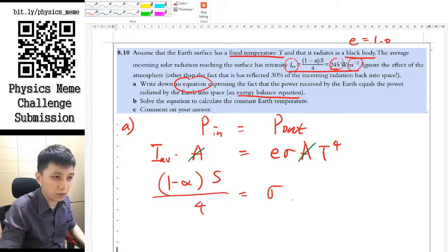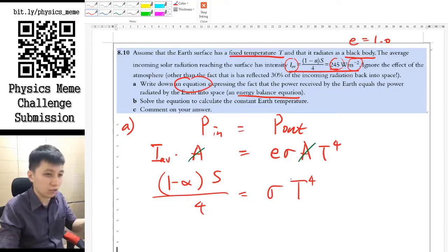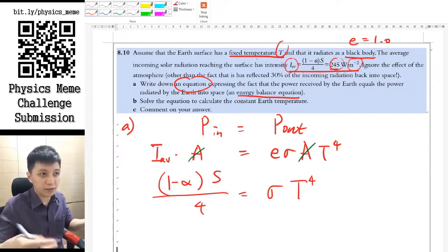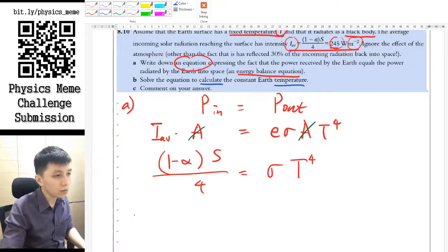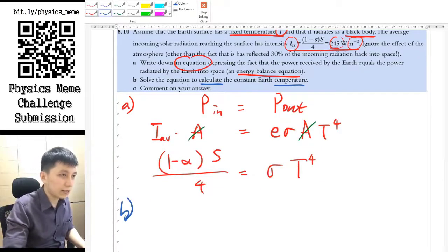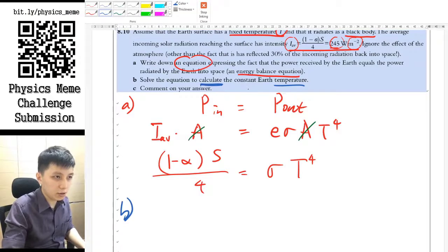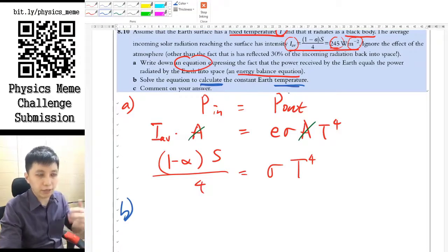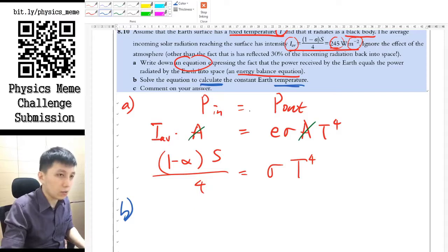And sigma is a constant we can find out, and T is not mentioned, but we already know it's a fixed temperature, T. For part B, it asks us to calculate the temperature, basically if it really stays constant. So we already know that the solar radiation reaching the Earth on average will be 245 according to the question. So the left hand side will be 245 simply.